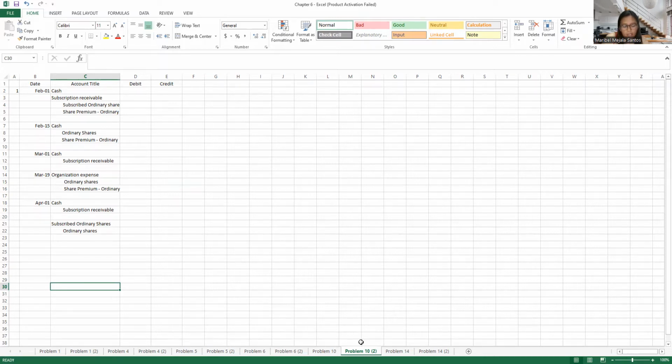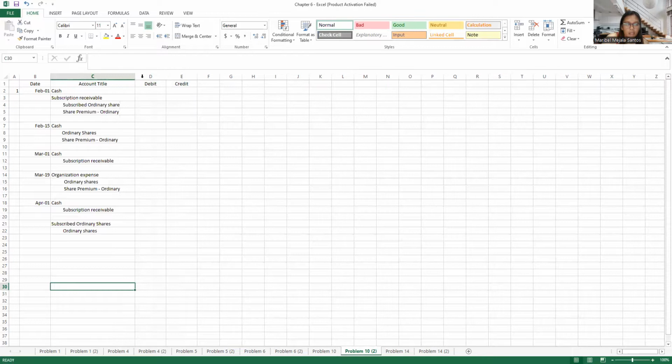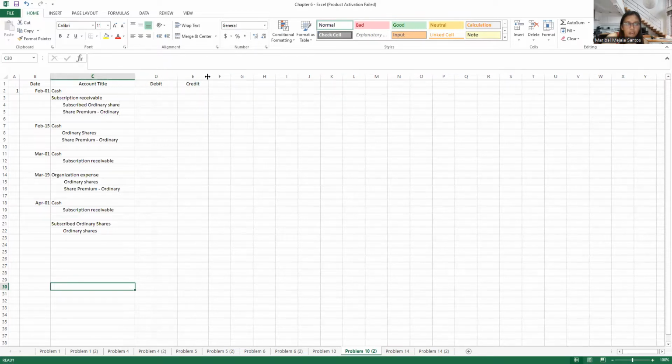Gabayan Incorporated has been authorized to issue 125,000 shares of 10 par ordinary shares. The following 2019 transactions relate to the initial issuance of Gabayan share. Gabayan sold subscription for 25,000 shares. The shares have a subscription price of 15 pesos per share. 1/3 of subscription price was received as a down payment. Okay, so may na-receive daw na down payment. So let's write a record.